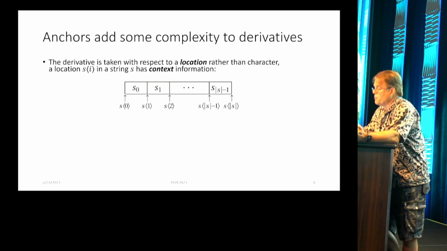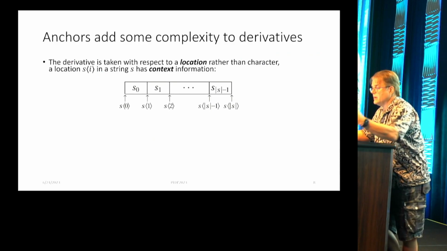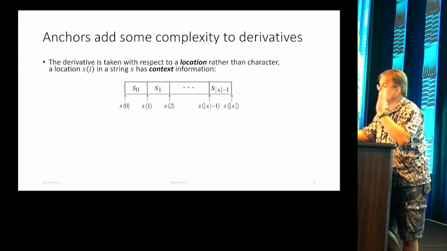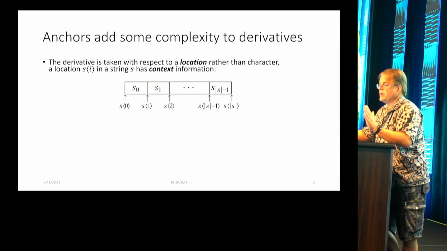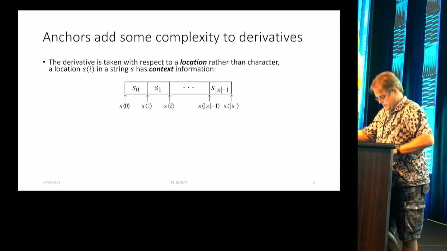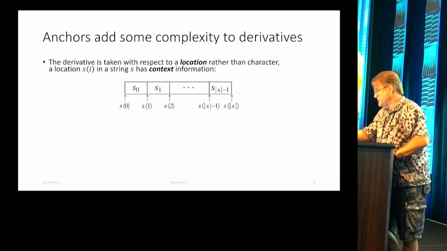Anchors add some complexity to derivatives, so you can't take a continuation of a regex just based on the current character, but you need to know the context. The context is essentially the location where you're at, and the location is between 2 characters. You can think of it as the prefix and the suffix of a string at that point. These are indicated by S0, S1, and so forth.